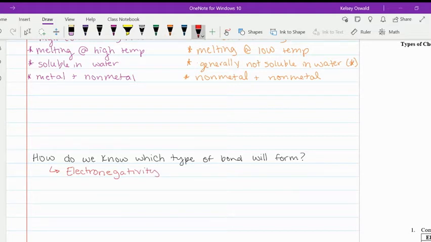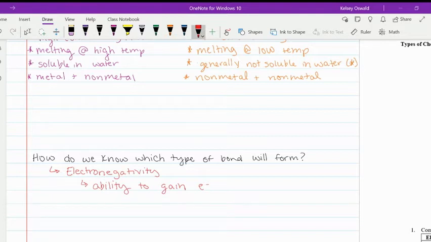Remember, electronegativity is an atom's ability to gain electrons. If we have a high electronegativity, that means we have a high ability to gain those electrons. If we have a low electronegativity, we have a low ability to gain electrons. We don't want to gain them in that case.